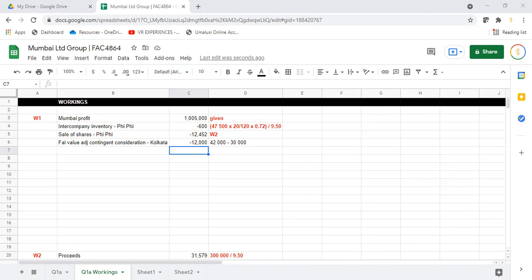I'm first busy with Mumbai. Just so you know, there is a better way of actually doing it. I'm not doing it how I would usually do it. What I usually do, and it's easier when you're using Excel, is to set up each calculation.